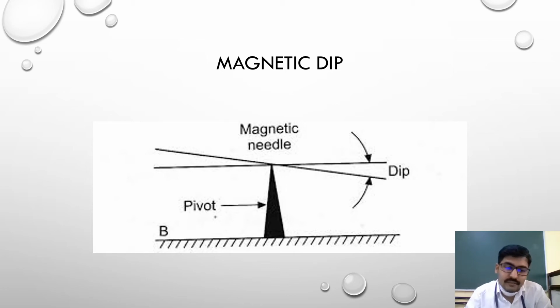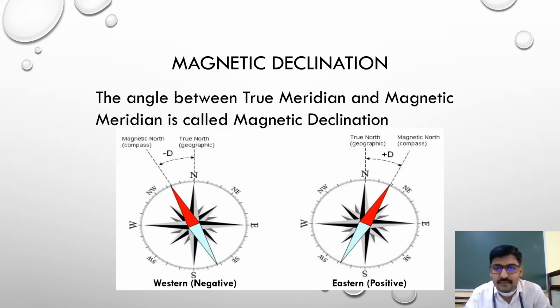One more term you need to understand here is magnetic declination. Magnetic declination is different from magnetic dip. Magnetic declination is a horizontal angle. Magnetic dip is a vertical angle. Magnetic declination is a horizontal angle. So what is it? It is the angle between the true meridian and the magnetic meridian.